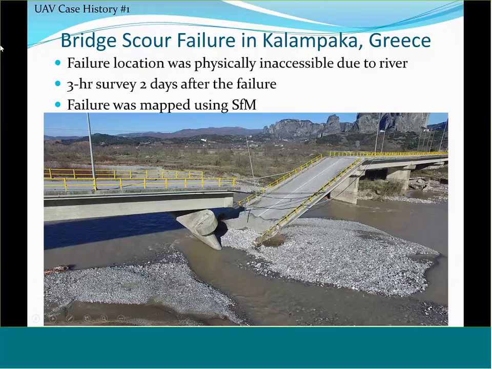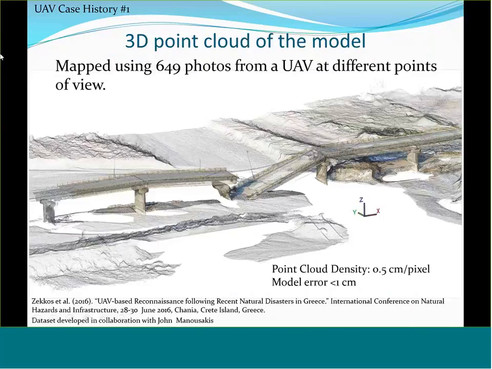We were able to go there again within 2 days after the failure, as soon as we heard about it. Obviously this area is not accessible. It's unsafe. If you look at the right of the picture, you can see that the other bridge piers are also partially eroded and potentially under threat. So we were able to fly the drone without approaching any closer while the river was flowing and map this structure using structure from motion.